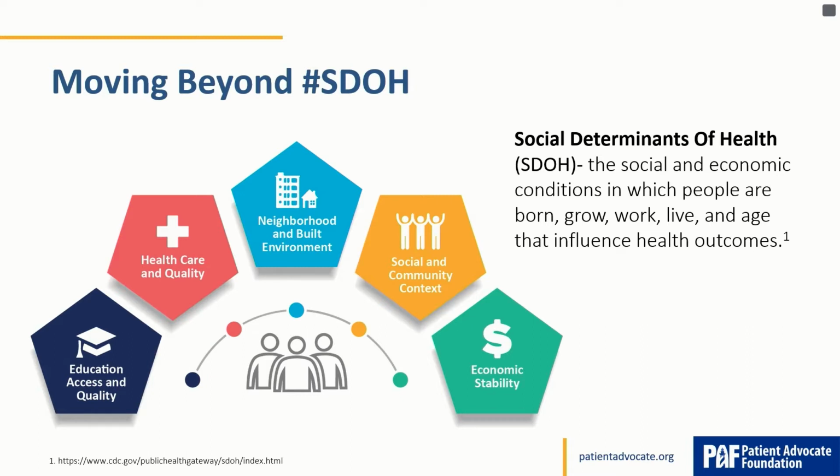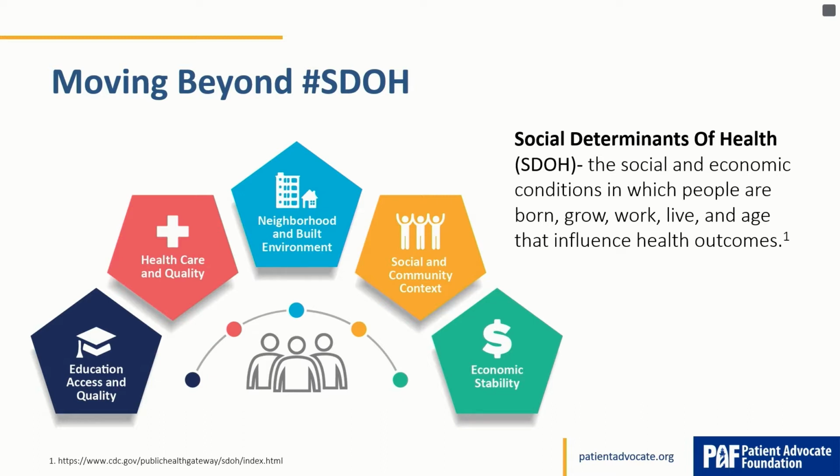So you'll see in this graphic, this is education, healthcare quality, your neighborhood, where you live in your built environment, your social and community context, and your economic stability. And one thing I want to highlight is these social determinants of health are really shaped by the distribution of power, money, and resources throughout local communities and even nations in the world, right?